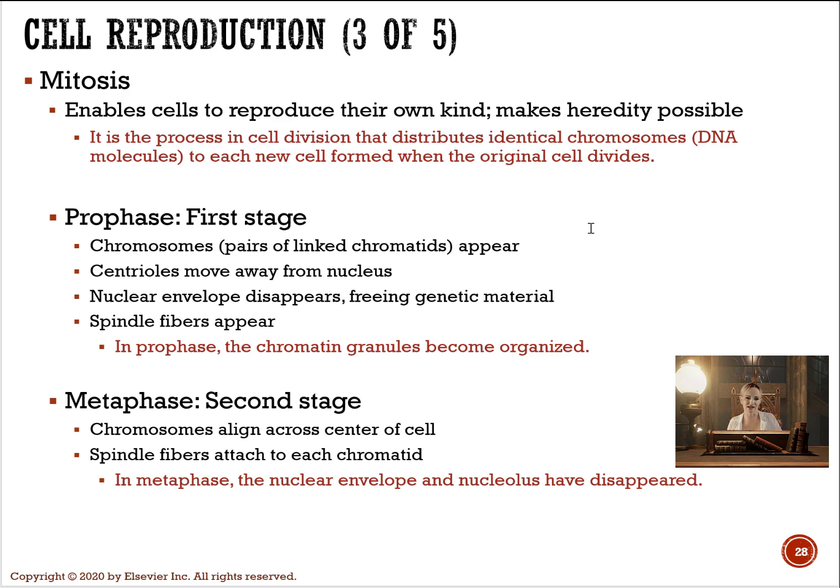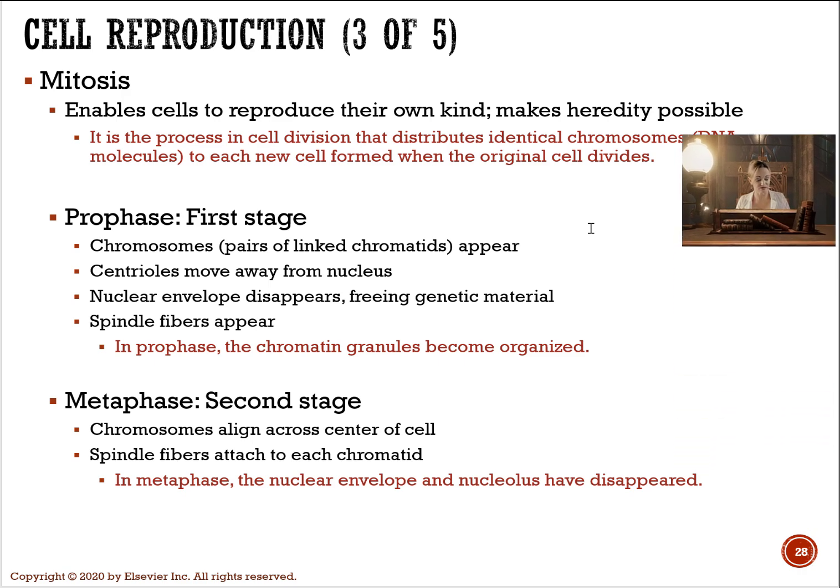Then we have something called metaphase. Metaphase is the second stage. So these chromosomes start to align across the center of the cell. Spindle fibers attach to each chromatid. In metaphase, the nuclear envelope and the nucleolus have disappeared.